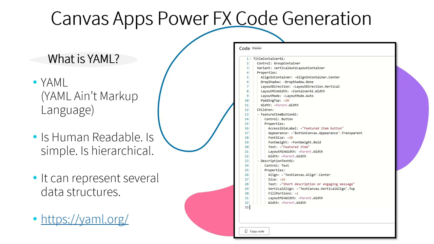So it's hierarchical as well, and that means that I can indicate in this code that one element is made up of multiple components. You have the link there to the yaml.org site where you can find more information about it, but it's essentially that. And this is what the Canvas app designer is using to encode all of that set of controls that I have in my screen.